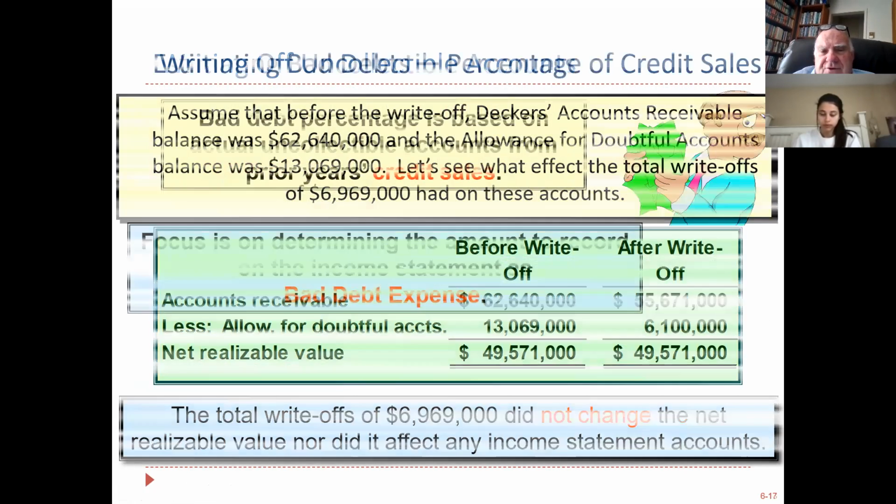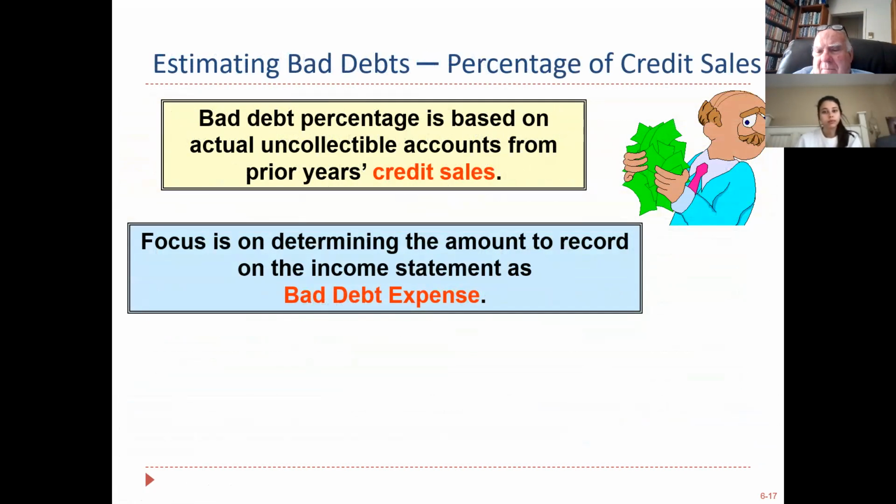But now we have to understand how to come up with the number. How do we compute the number? And there are two methods. One is super simple, and the other one is a little more demanding. It makes us think a little more. One is a good method, and one is not a good method, but they both can be used. So we're going to start with the simple one, the credit sales method. There are two methods, the sales method and the AR method.